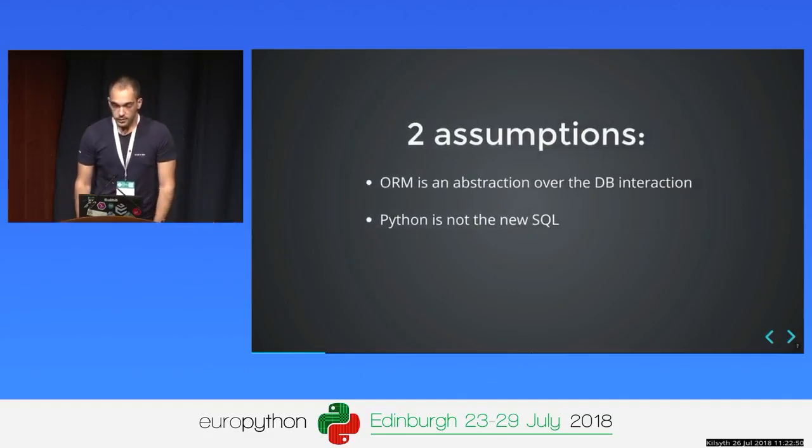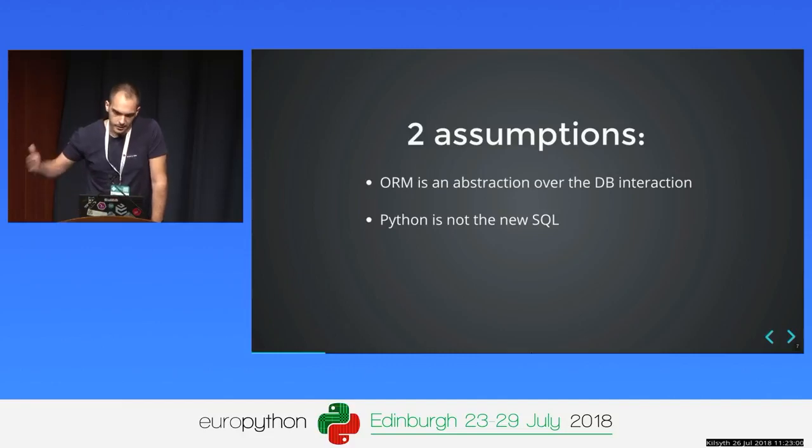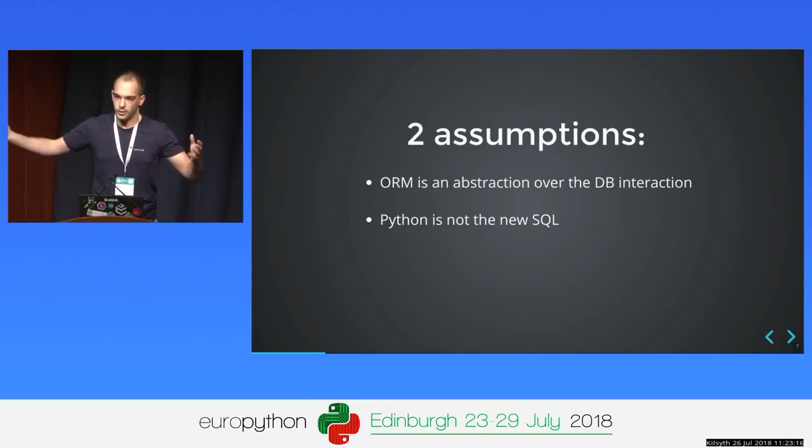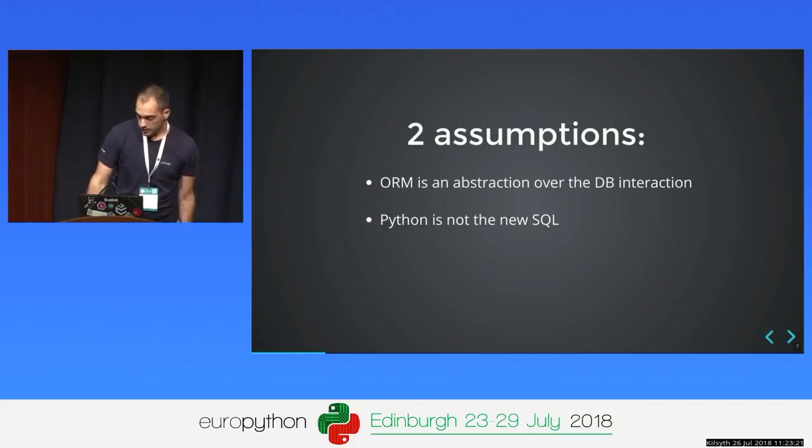But first, let's make 2 assumptions. The ORM's main idea is to make the database interaction easier. We want to avoid writing raw SQL, and we can just write a single Python class which represents the database table. And we can call a method like .all that will fetch all the rows from the database. And my second assumption is that Python is not the new SQL.